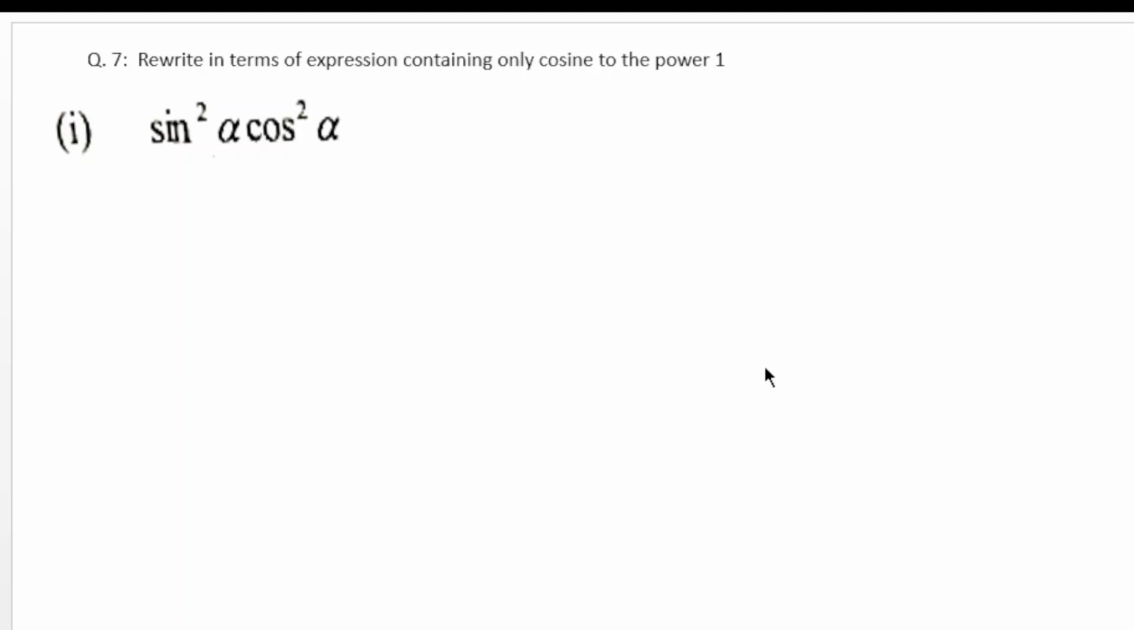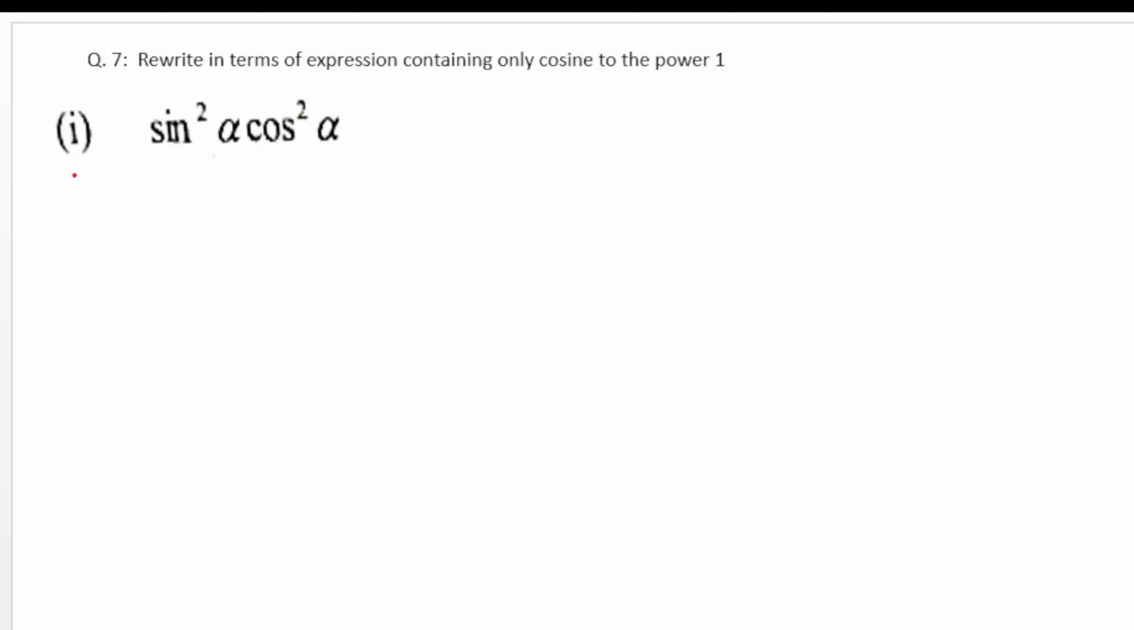Our lecture series regarding trigonometry, chapter 8, exercise 8.2 is continued. Now we are on question 7. Hope you are understanding all the questions. In case of any problem, you can just ask anything. Now, the first part of this question seems to be very important.